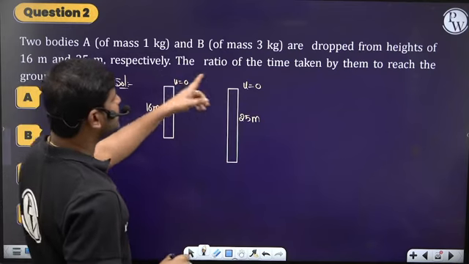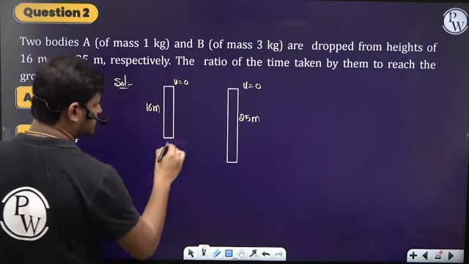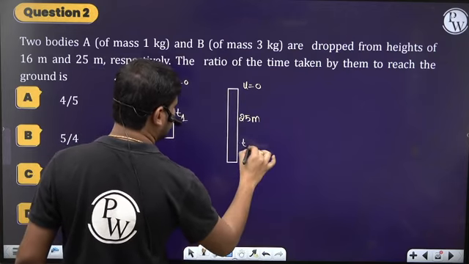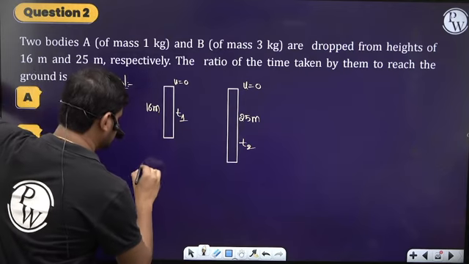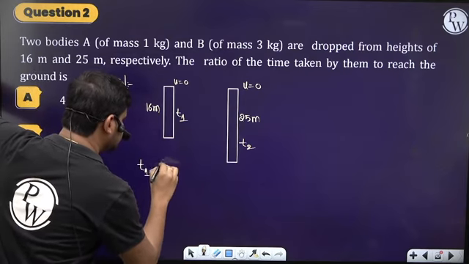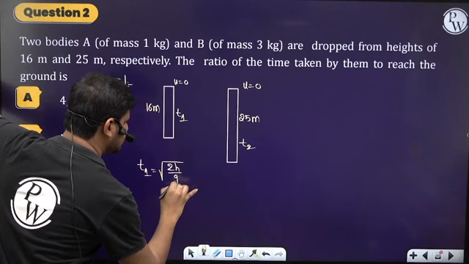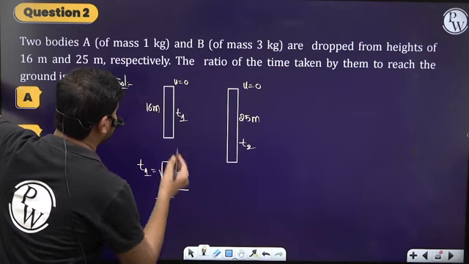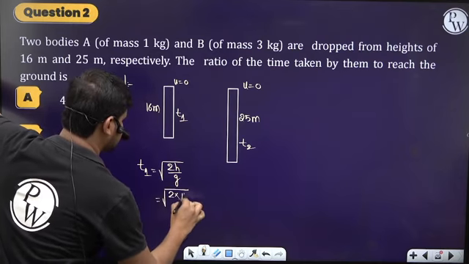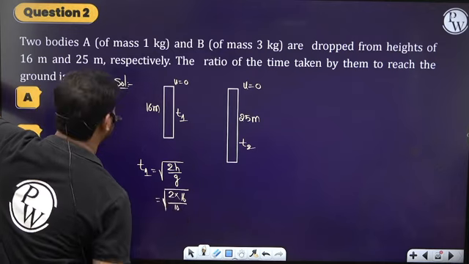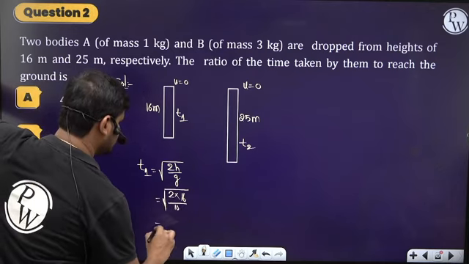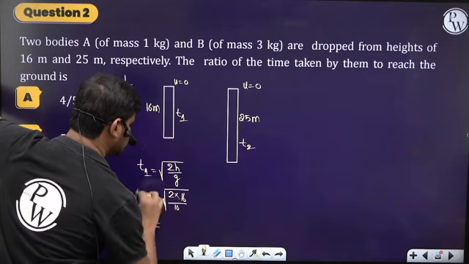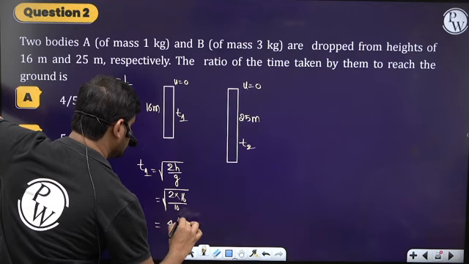So now, the ratio of the time taken by them to reach the ground. Let the time taken by the first body to reach the ground be T1, and the time taken by the second body be T2. How do you find T1? T1 is equal to root over 2h by g, which is root over 2 into 16 by g, let's take g as 10. So we get root 32, or else take the 16 out: 4 into root 2 by 10.